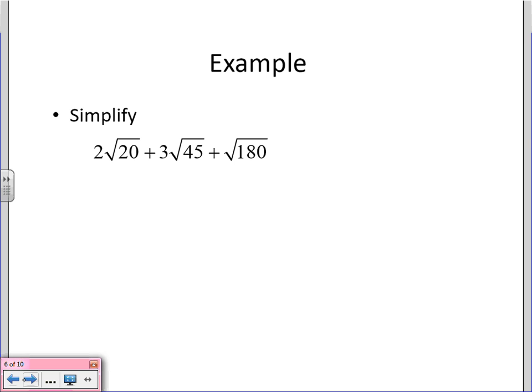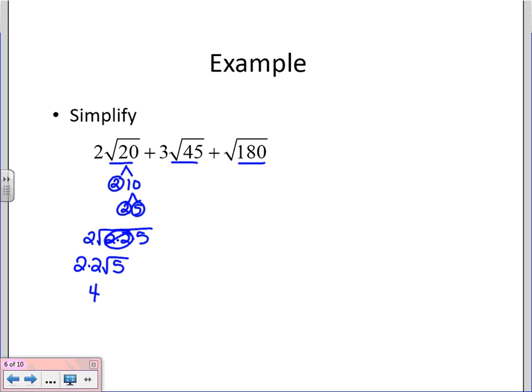Okay, so now we've got a case where we don't have any like radicals. First of all, we have to simplify before we can add. So we're just going to make these little factor trees here, 2 and 10, 2 and 5. And because we already have a 2 out there, we need to make sure we write it. Find your pairs, cross one out, bring one out. And that's 4 square root 5.